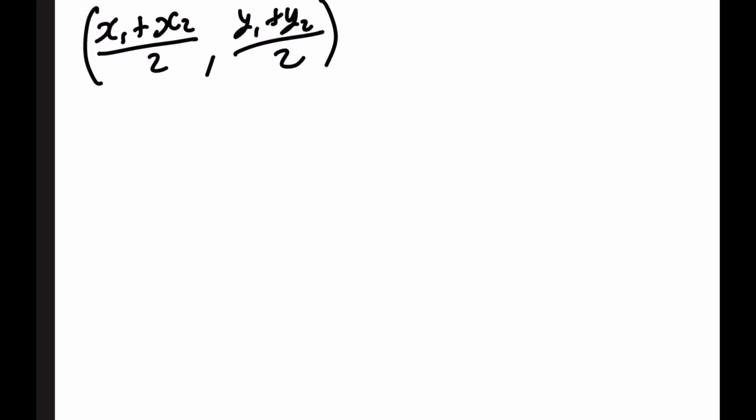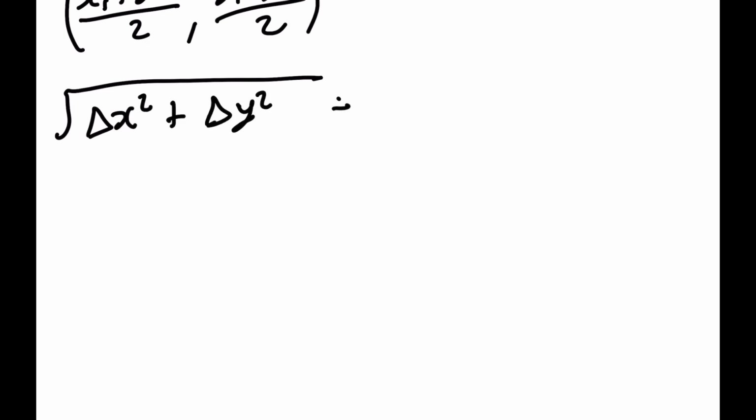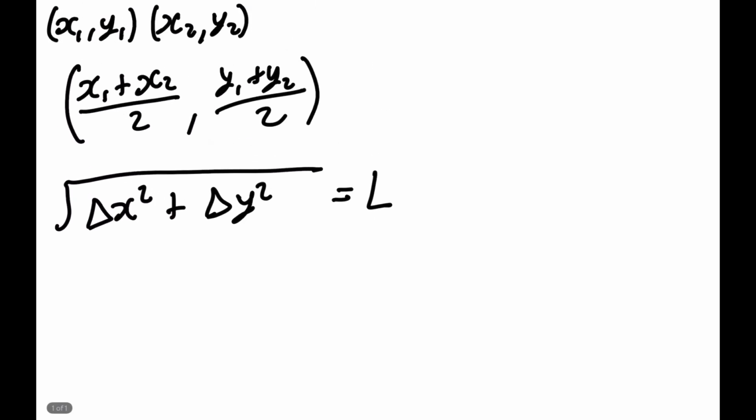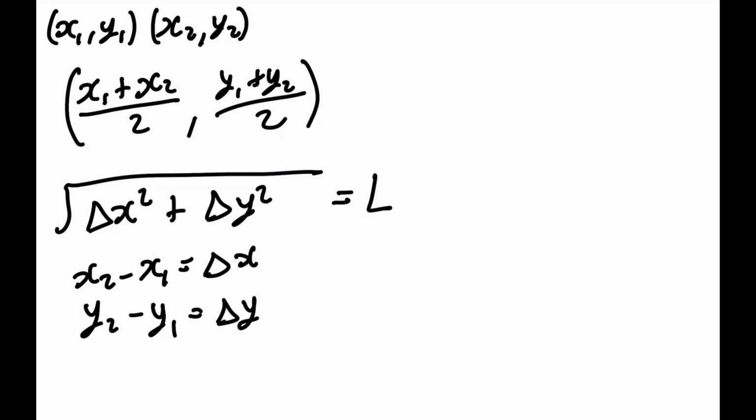To find the length between the two points, we can do the square root of the change in x squared plus the change in y squared, which is equal to the length. The change in x is x2 minus x1, which is equal to delta x, and the change in y is y2 minus y1, which is equal to delta y.